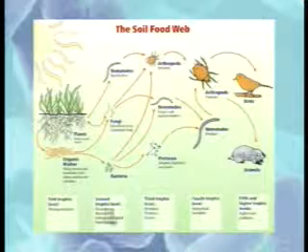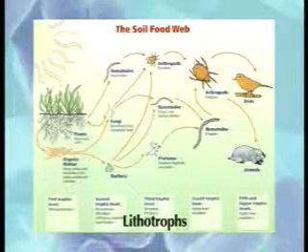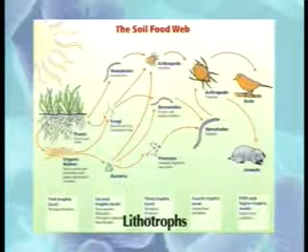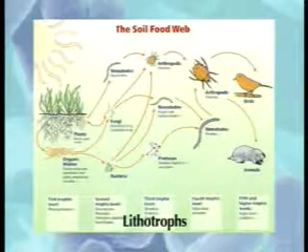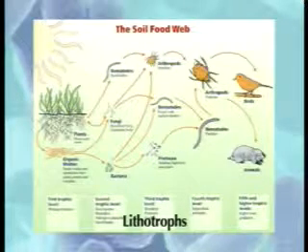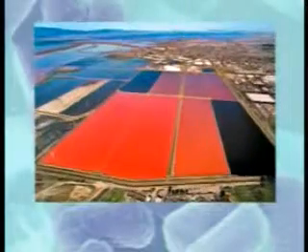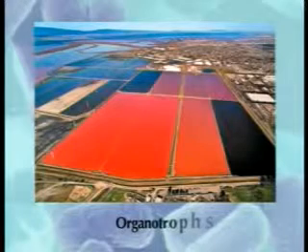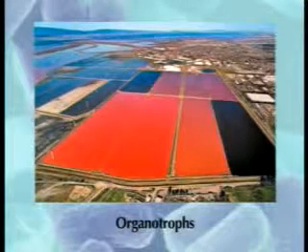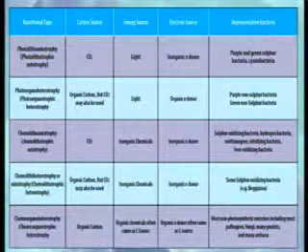Now lithotrophs. As the word suggests, litho means rock and troph means eaters, so lithotrophs are rock eaters. These lithotrophs utilize inorganic substances as their electron source. Now organotrophs. The organotrophs oxidize organic matter for their energy. Despite the great metabolic diversity seen in microorganisms, most may be placed in one of five nutritional classes based on the primary source of carbon, energy and electrons.